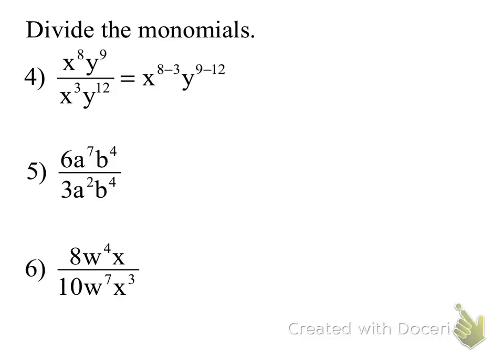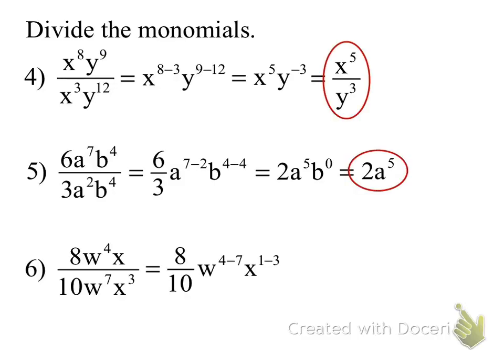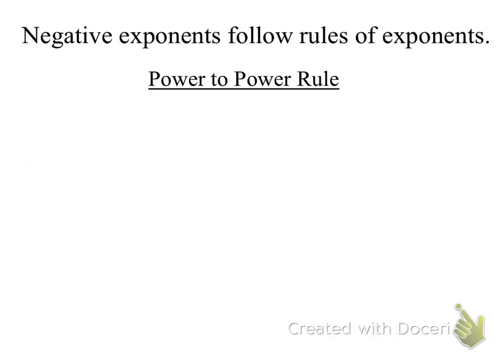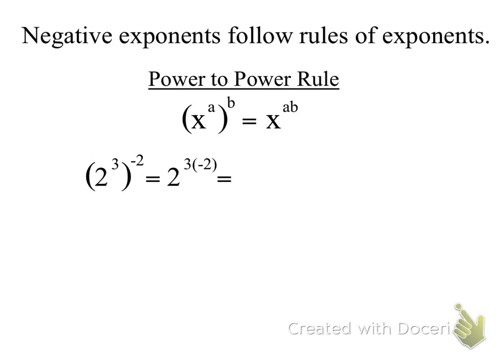So now let's look at what happens when we have power to a power with negative exponents. We're still going to multiply. We have a negative exponent. It'd be 2 to the what power? -6 power. And then that would drop down. That means 1 over 2 to the 6, which would be 1 over 64. Right? Do you understand?